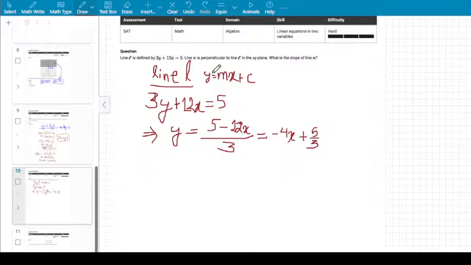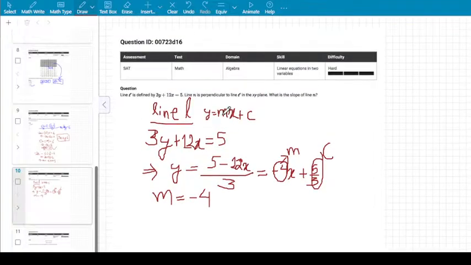So now it is of the slope intercept form y equal to mx plus c. So minus 4 is m and this is c. So m is equal to minus 4, which is the slope. Now we are told to find the slope of line n which is perpendicular to L.